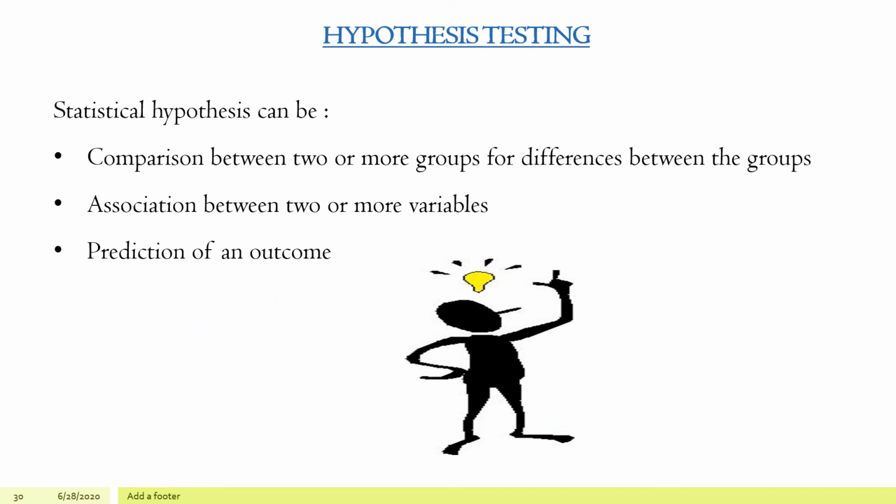So, hypothesis testing. A statistical hypothesis can be a comparison between two or more groups for differences between the groups, then association between two or more groups, then prediction of outcome.